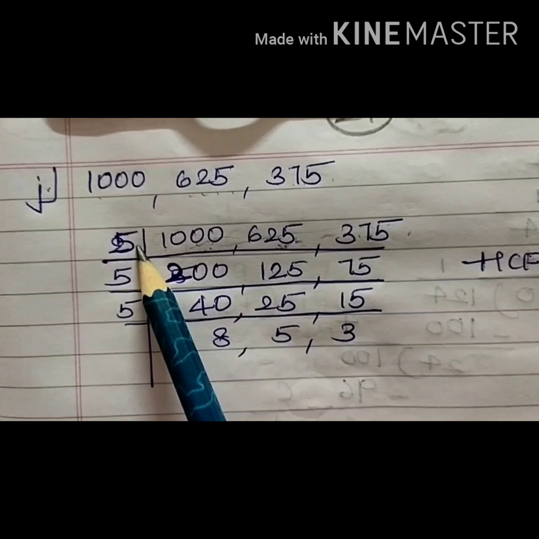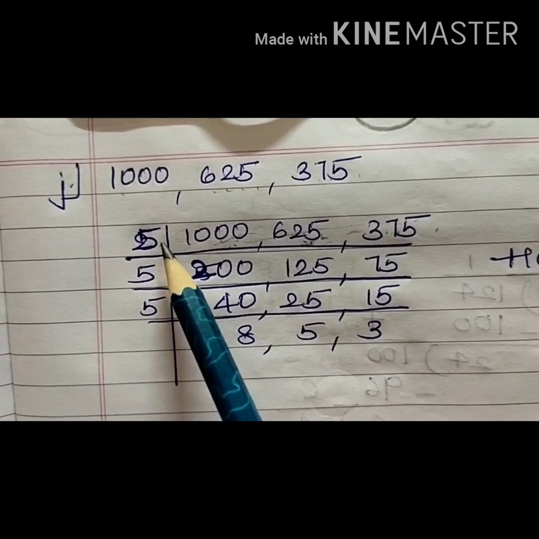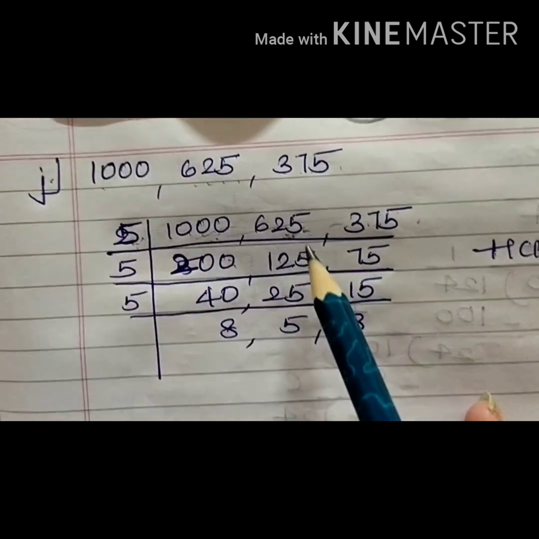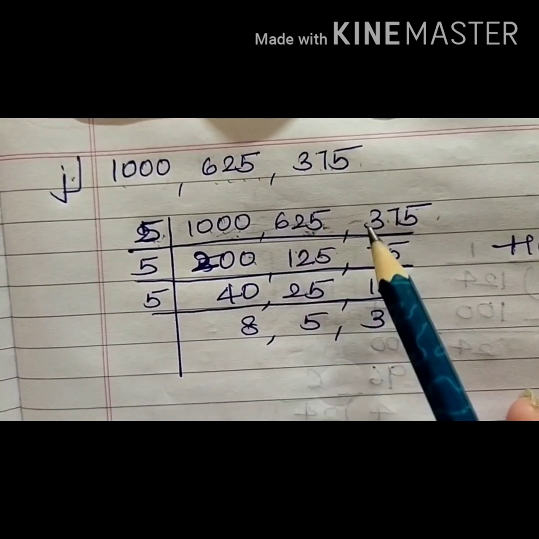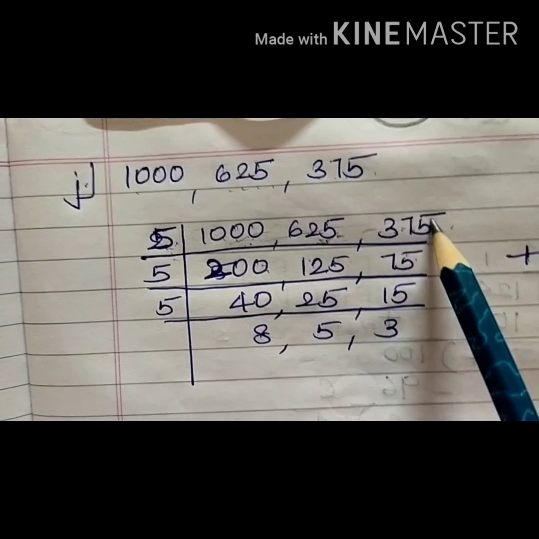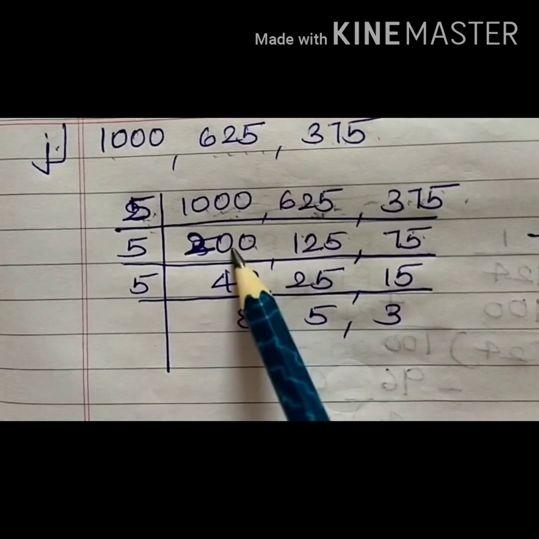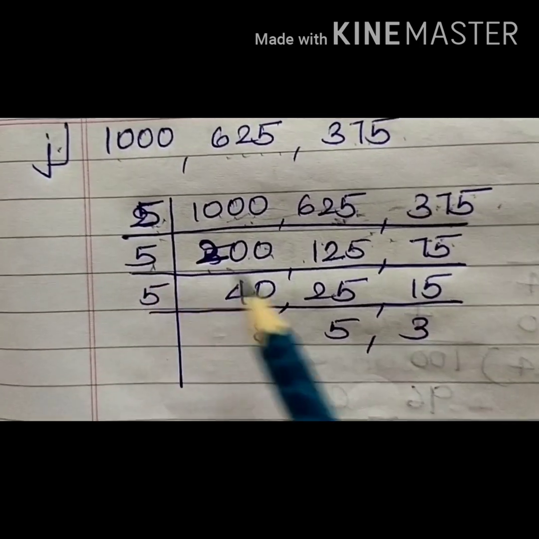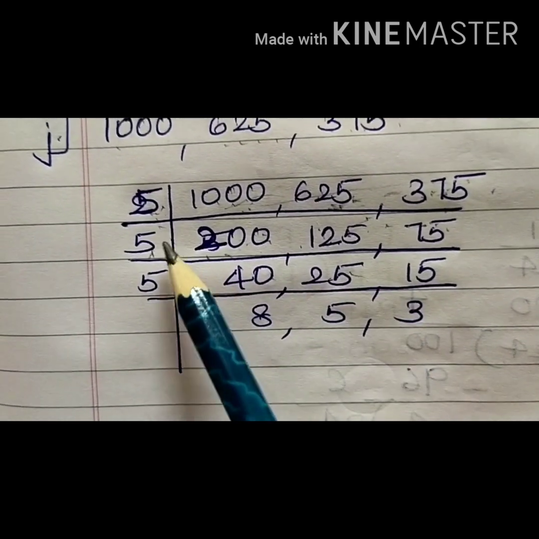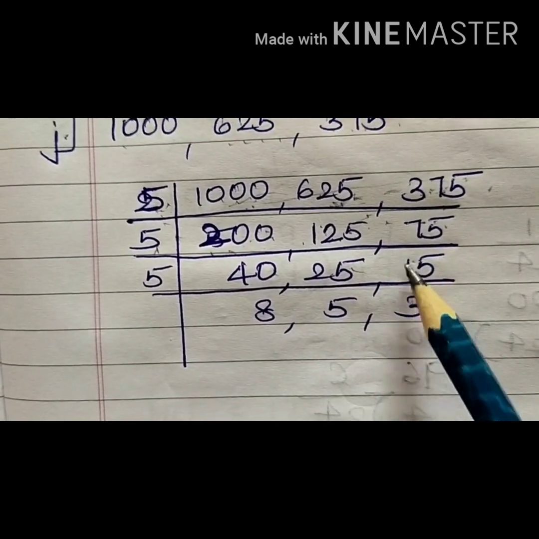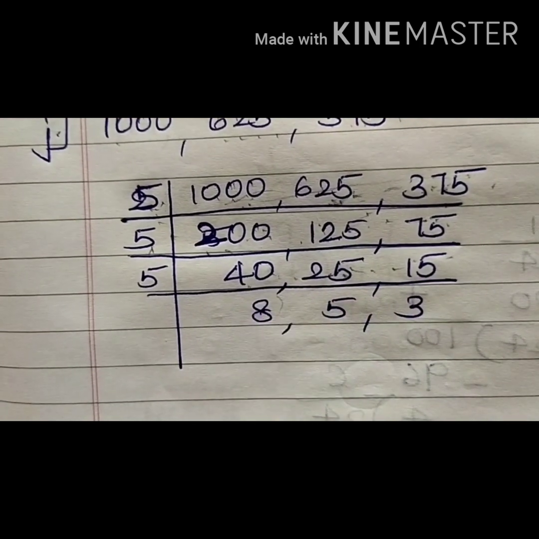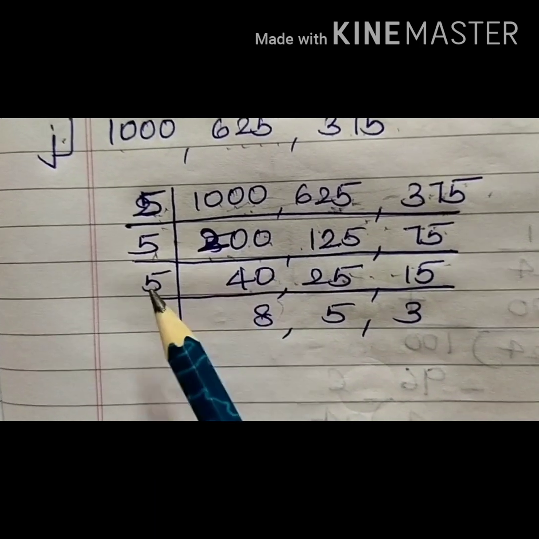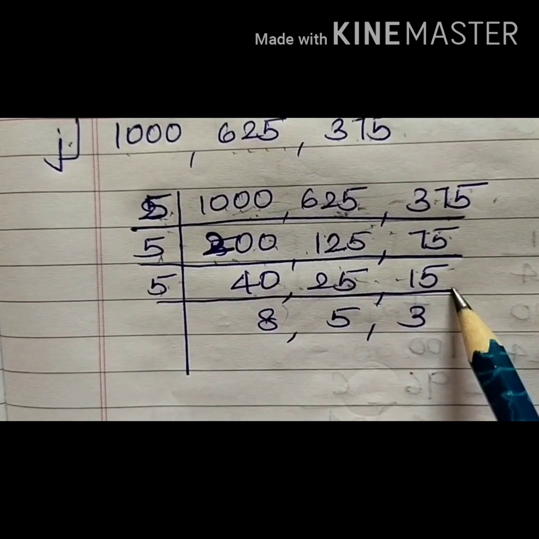The obvious number that I think is 5. So I have taken 5. 5 200s are 1000, 5 125s are 625 and 5 75s are 375. Now again I could see all three numbers are divisible by 5. So I have again taken 5. 5 40s are 200, 5 25s are 125, and 5 15s are 75. Again I can see that all the three numbers are divisible only by 5. So I have taken 5. 5 8s are 40, 5 5s are 25, 5 3s are 15.